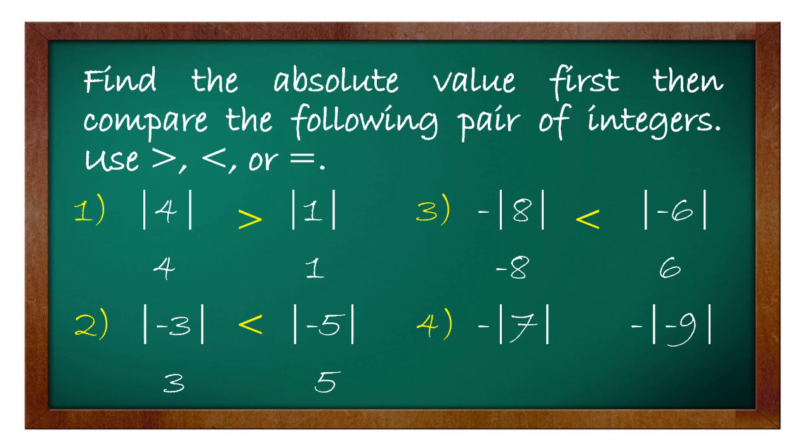Next, negative absolute value of 7 compare with negative absolute value of negative 9. So, pareha silang may negative sa labas, so we just simply copy the negative sign outside. Then, the absolute value of 7 is 7, so we have negative 7. Then, the absolute value of negative 9 is 9. Then, copy the negative outside, so we have negative 9. Compare the two, mas malaki si negative 7, so that means greater than.